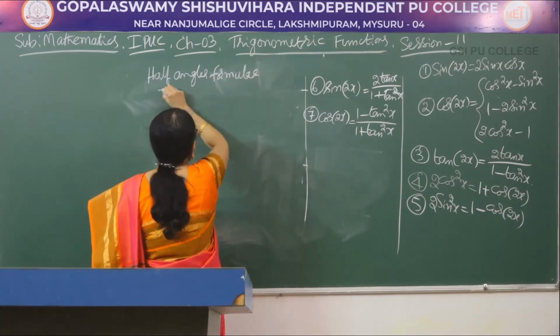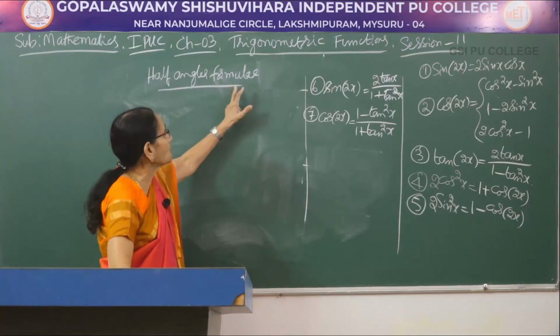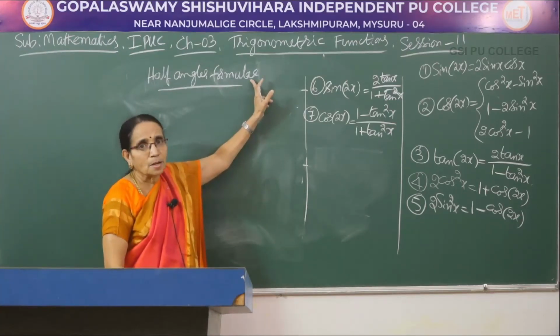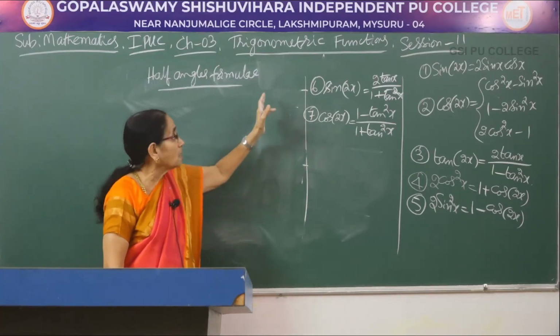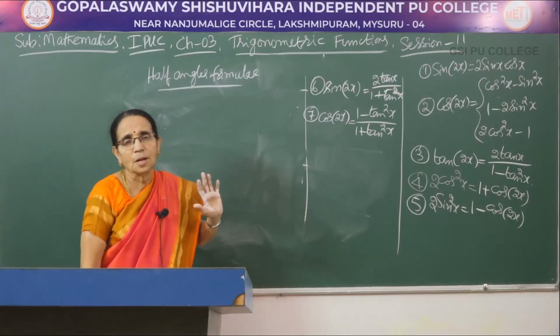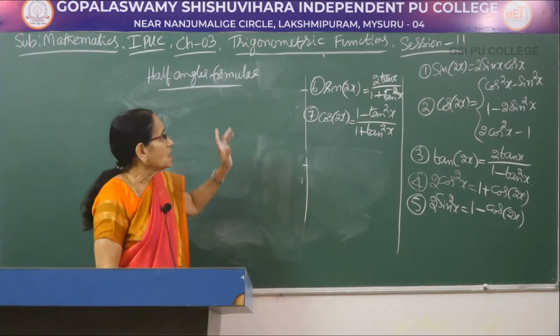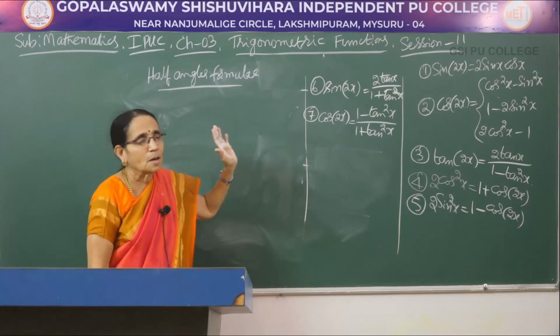Half angle formulae. Formula, F-O-R-M-U-L-A, it is singular. And if you add E, formulae, it is plural. We don't write formulas, it is not correct. Formulae means it is plural.